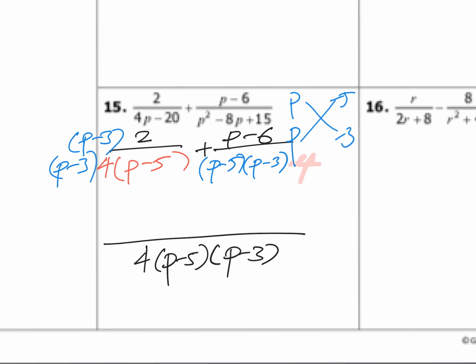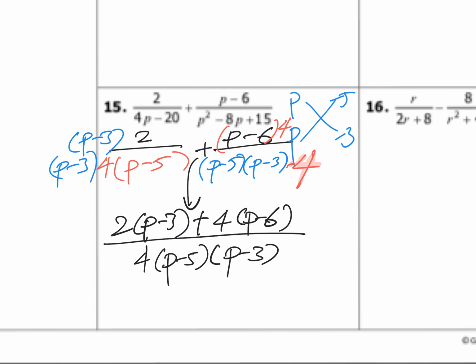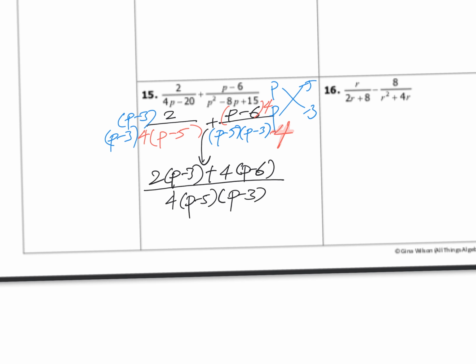Times 4. Oops, sorry. Why did I do that? That's weird. Oh, there we go. Times 4. And then times this also by 4. So I'm going to rewrite the expression a little nicer. So I have 2 times p minus 3 over here, plus 4 parentheses p minus 6. Right now it's a little bit messy. Let's make sure we do the work and we simplify and we should be good.